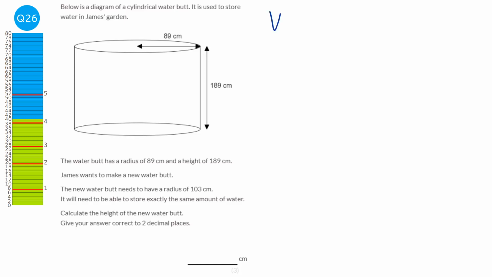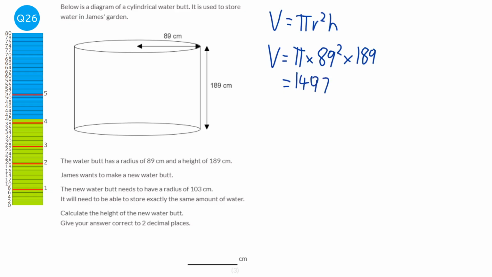So first thing to realise is that the formula for a volume of a cylinder is pi r squared h. So what we need to do first of all is work out the volume of the water butt that James currently has. So we're going to do the volume equals pi times the radius, which is 89 squared, times the height, which is 189. And when we do that, we get 1497,069 lots of pi. And I'll keep this in terms of pi just for simplicity.